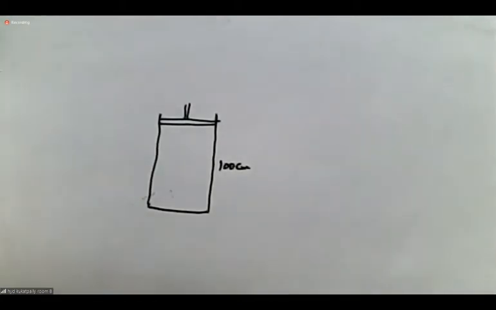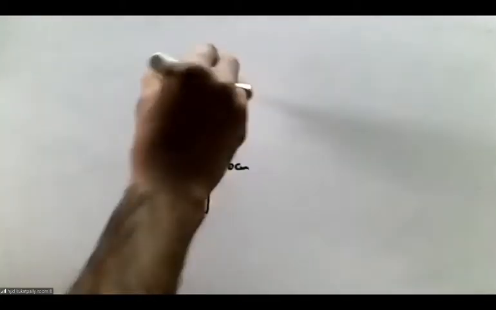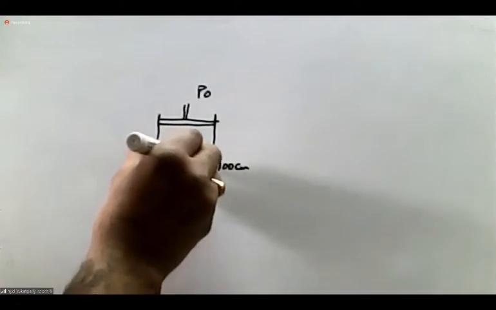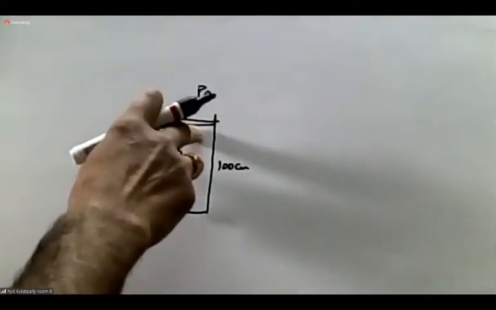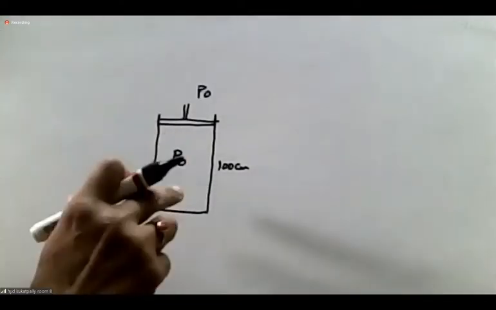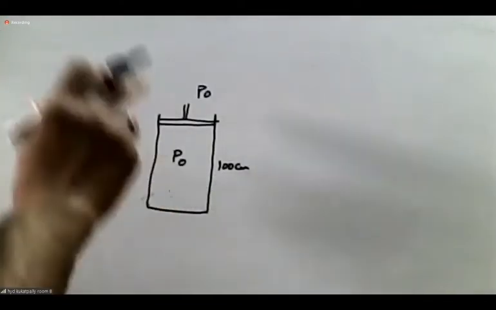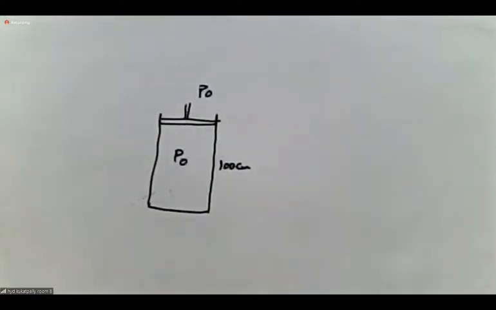Massless piston. Air pressure outside P naught. Inside also air is there, pressure P naught, because the piston has no mass. If the piston is massive, then the weight of the piston adds and compresses the gas inside, so pressure inside and pressure outside would be different. Now the piston has no mass at all, and it is in equilibrium, so pressure inside and pressure outside are both the same.